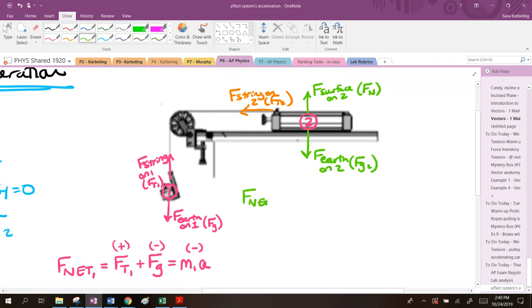FNet of object 2. Now, am I going to add all 3 of those forces together? No. Different axes. They're perpendicular to each other. And if we learned anything from our projectile motion stuff, it's that the X stuff and the Y stuff don't mess with each other. Keep them separated. So we got FNet 2 in the Y direction is equal to Fn plus Fg.